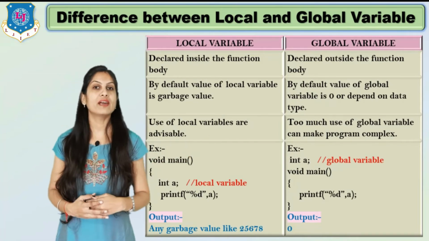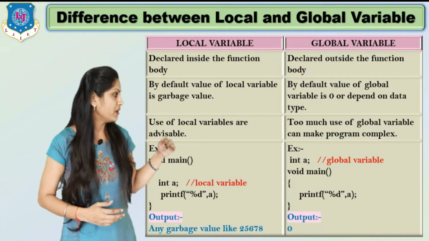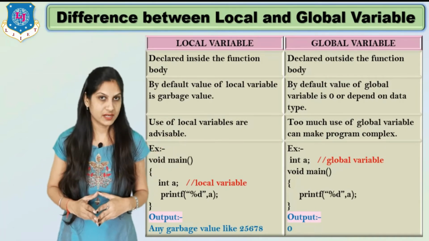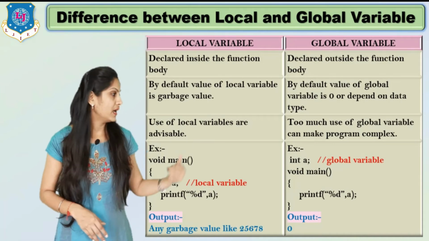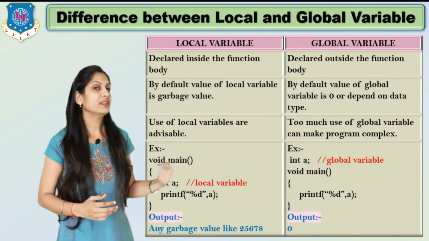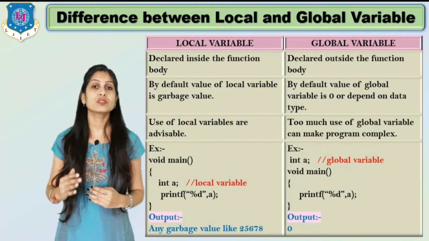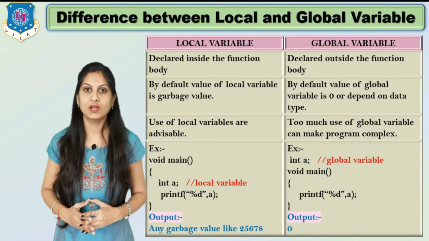Now a global variable we have to declare before void main. So before void main we are writing integer a, that is a global variable, and inside void main we are printing the value of a. Then what happened? The output is just like a equals 0. Clear? So this is about local and global variables.